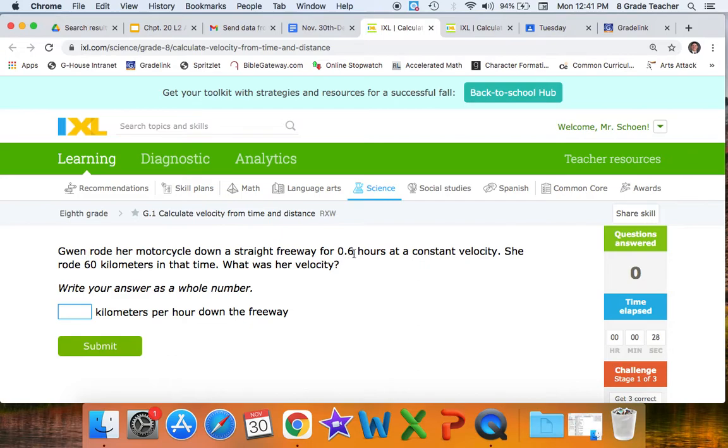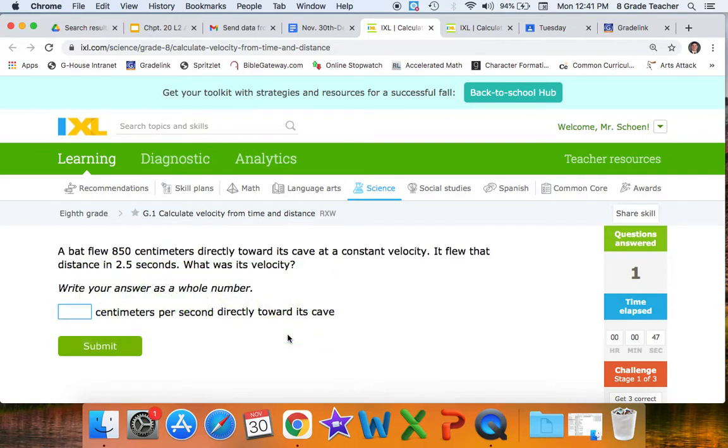And then another key giveaway in terms of how you're calculating this is to look at what they have in terms of the units, kilometers per hour. So you take the kilometers, 60, and then divide by hours as your denominator to give you your unit speed. In this case, we're going 60 divided by 0.6, 100 kilometers per hour down the freeway.